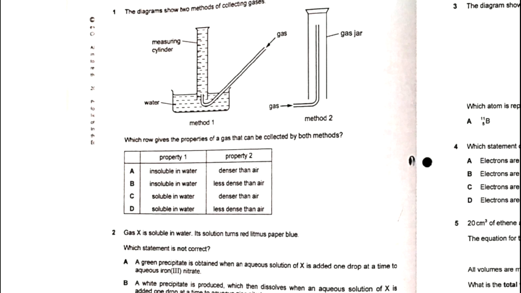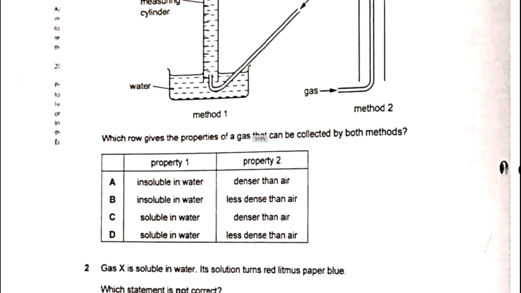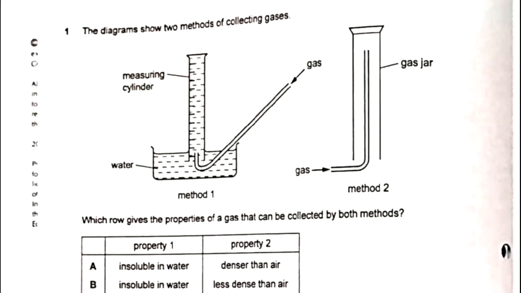Okay, right. Let's take a look at this one. The diagram shows two methods for collecting gas. We have the one with the measuring cylinder and then another one with a gas jar. If you look at the one on the right, the gas will basically go to the top. Likewise, the one on the left, the gas will go to the top. So for method number 2, the gas has to be less dense. Correct?